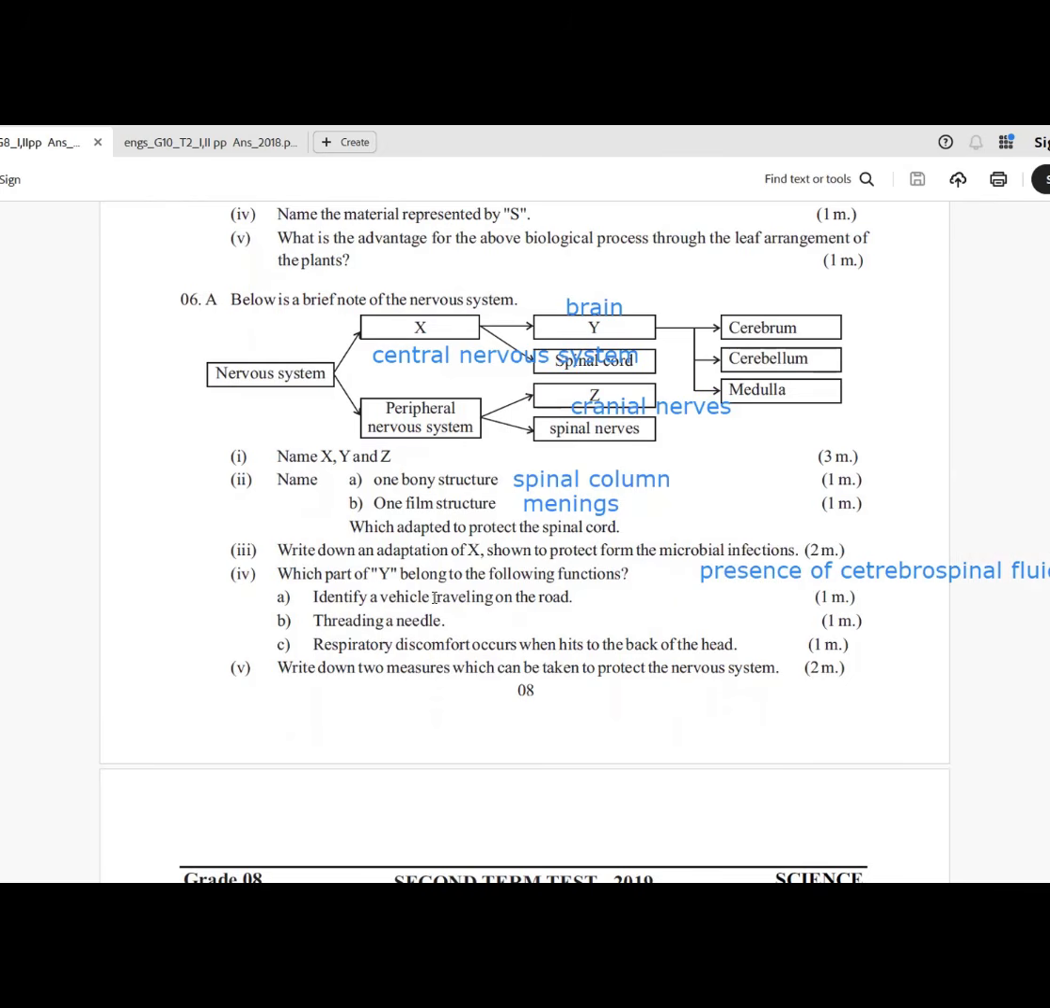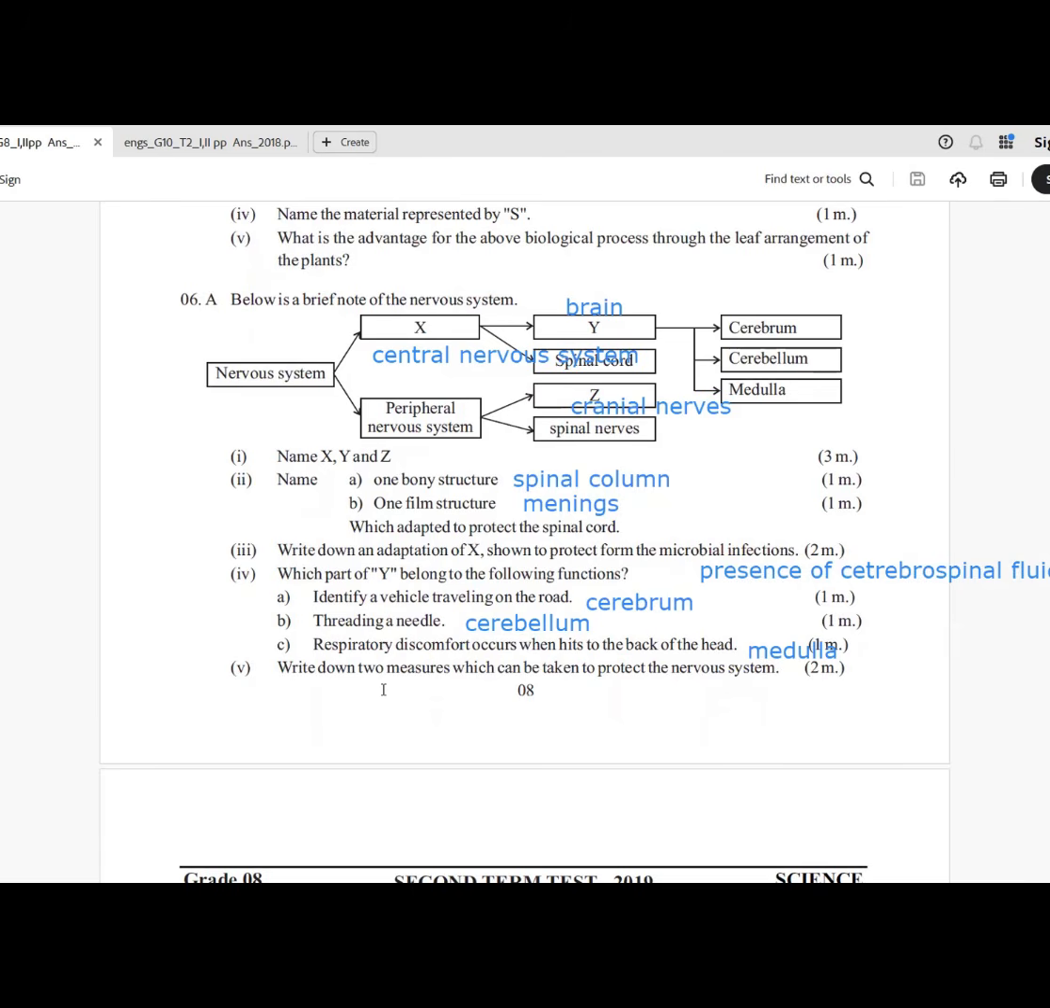Which part of Y belongs to the following functions? Identify a vehicle traveling on road. Cerebrum. Threading a needle. Cerebellum. Respiratory discomfort occurs when hit to the back of the head. Medulla.